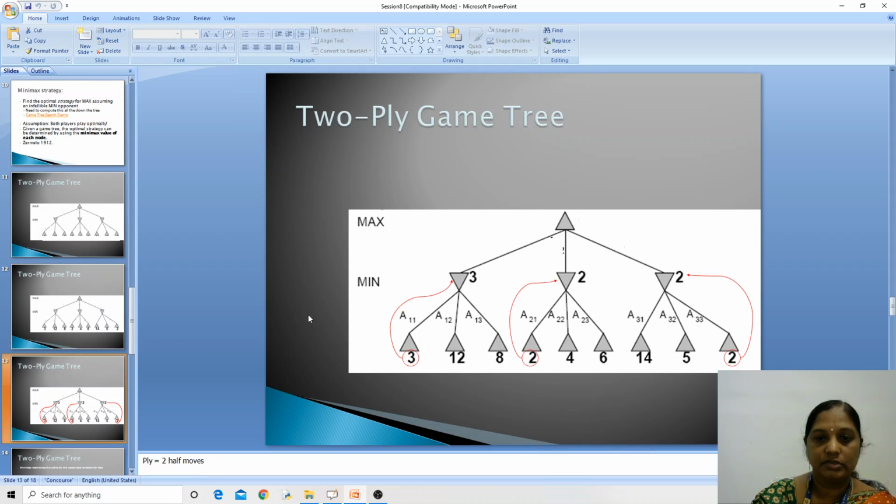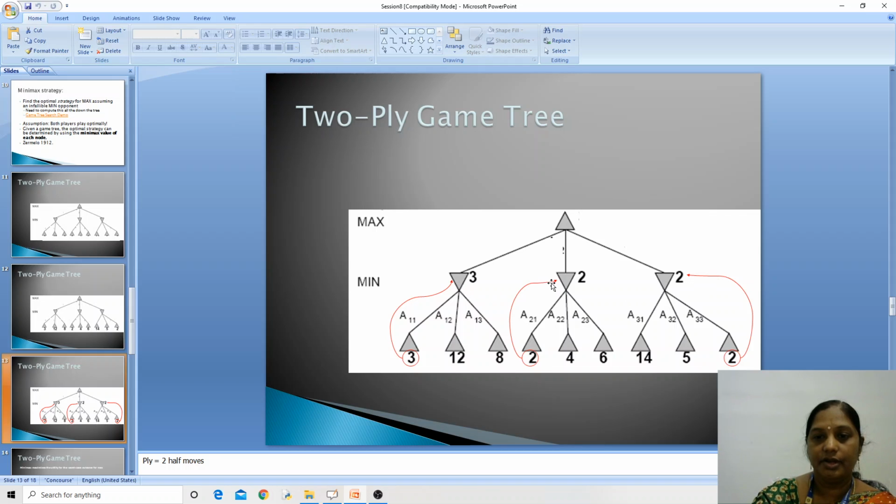If you see this diagram, the minimum value is 3, and this is the path. You can assume the nodes are states and the paths are moves. So here A11 move, A12 move, A13 move, A21 move, A22 move, A23 move. Like that you can assume. Here 3 is the minimum, so you place 3 here. And 2 is the minimum, so you write 2. And here 2 is the minimum, so you write 2.